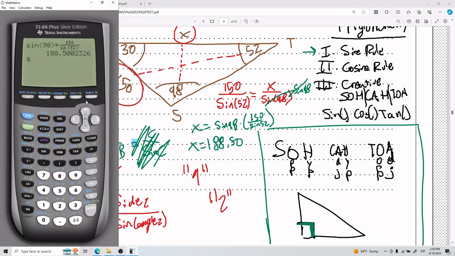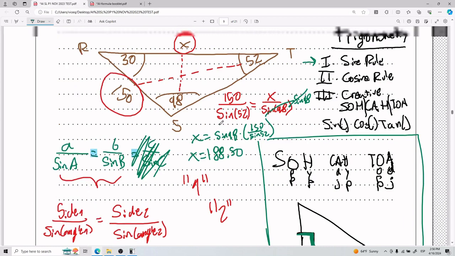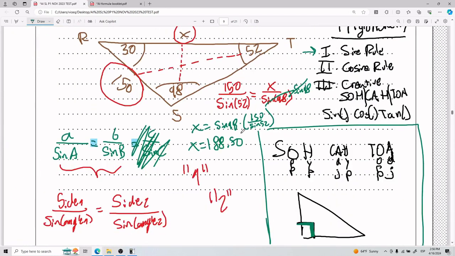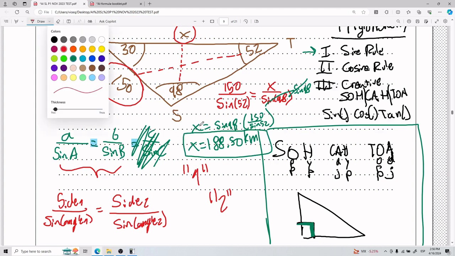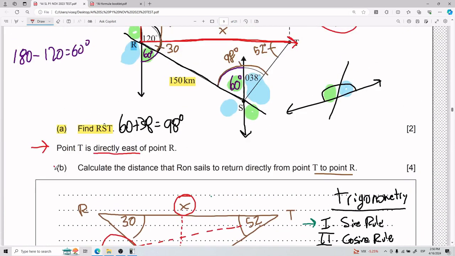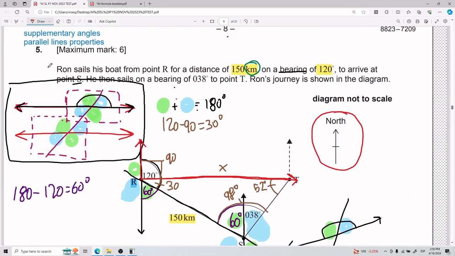And x is gonna be 188.50, all right? And hold up, we are talking about kilometers. So don't forget units, 188.50 kilometers. If you want to round it up with significant figures, you would count 1, 2, 3. Do you round it up or does it stay the same? You round it up. So x in significant figures is 189 kilometers. All right? You guys, that is for part B, and that is actually for number 5.